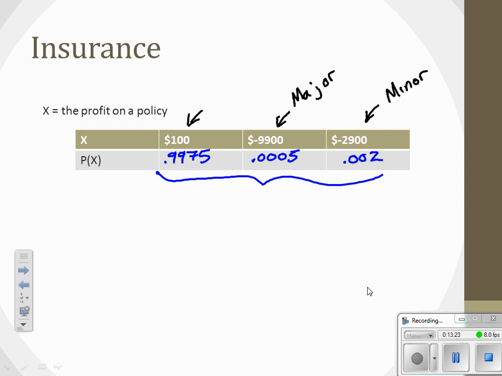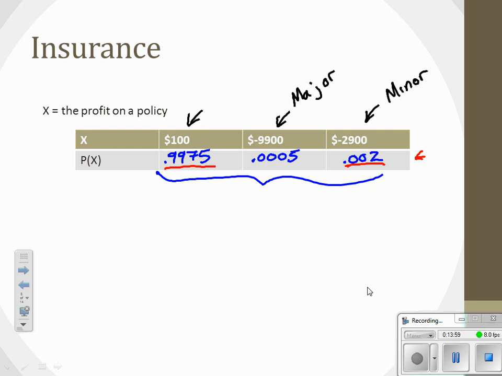Now, to get the expected value and standard deviation, we could go through with a formula. But really what we're looking at here, these probabilities, this is the frequency that these things are occurring. So 99.75% of the time, nobody needs a payout. So the frequency that the company just makes $100 and doesn't have to pay that out is over 99% of the time, right? 0.2% of the time, the company has to pay out. So the frequency that that occurs is very, very rare. Even less frequent is this major injury, right?